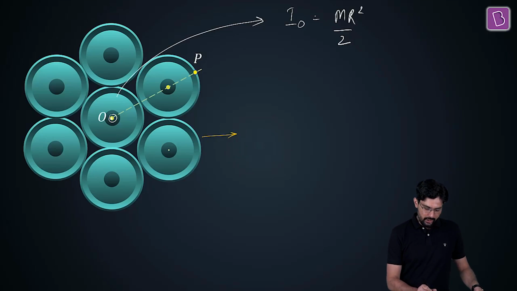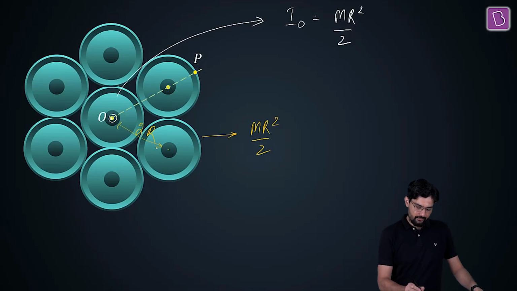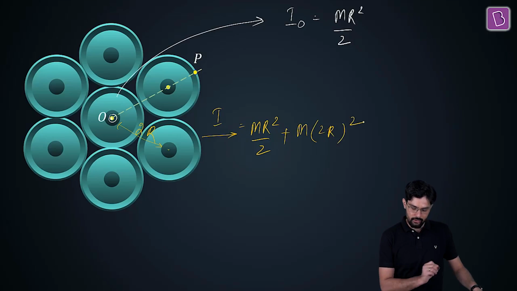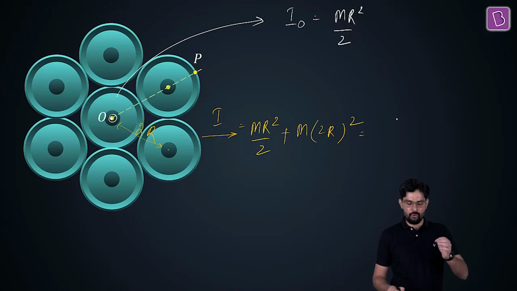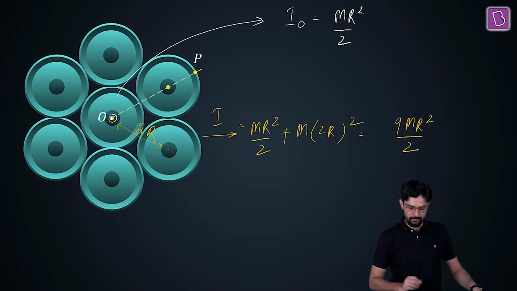So for this one, the moment of inertia about an axis passing through its center and perpendicular to the plane is going to be mr square by 2, and the distance is 2r. So the moment of inertia about the axis passing through O is going to be mr square by 2 plus m into 2r whole square, right? And this is going to be mr square by 2 plus 4mr square, that is 9mr square by 2.